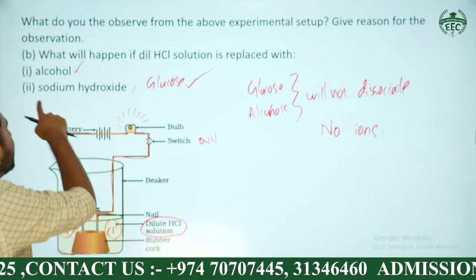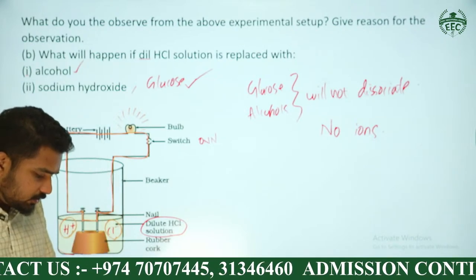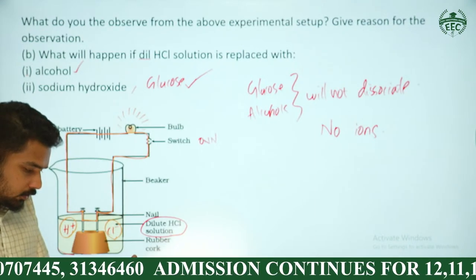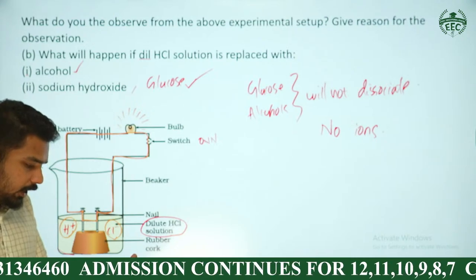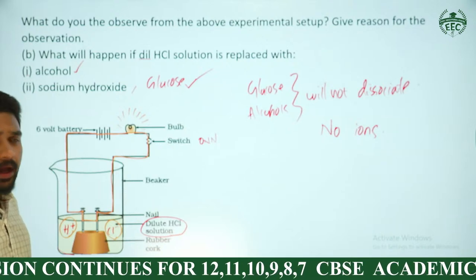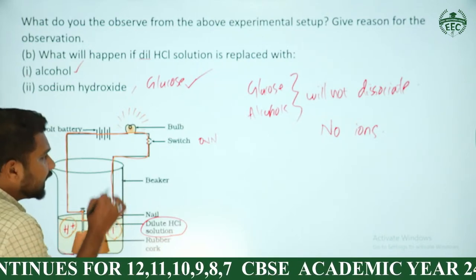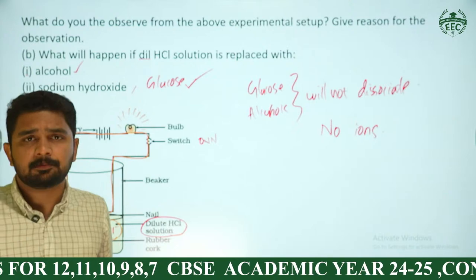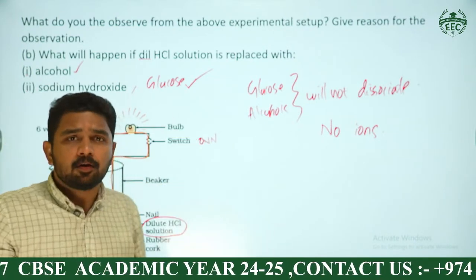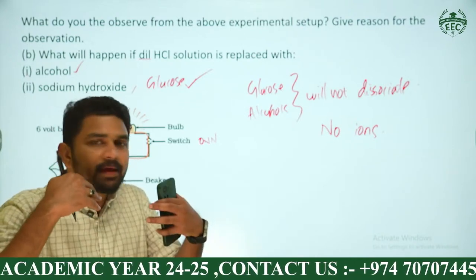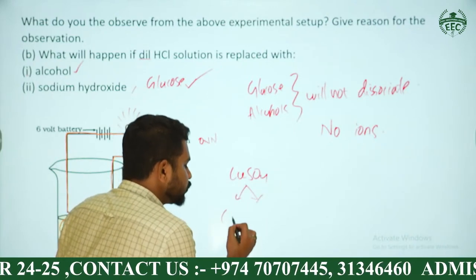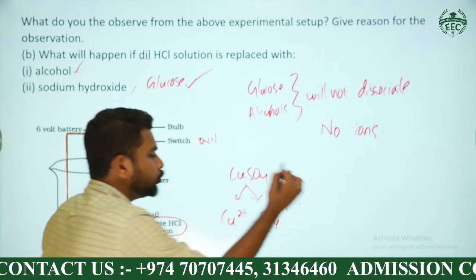And what about sodium hydroxide? I need answers. Listen, Gauri, not only H plus ions, any ions can conduct electricity, but these are not making any ions. They will not dissociate. Copper sulfate will conduct because it has Cu2 plus and SO4 2 minus.